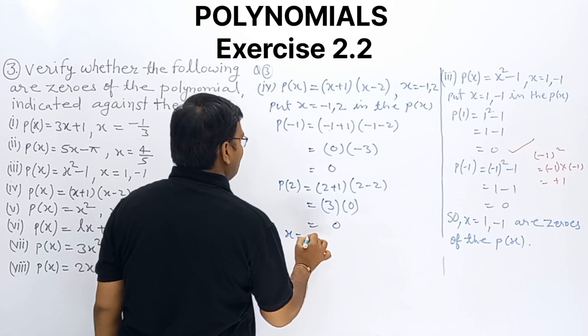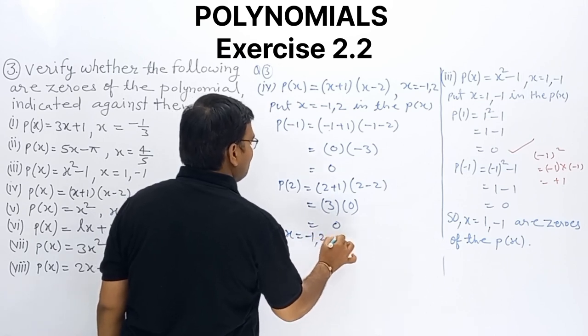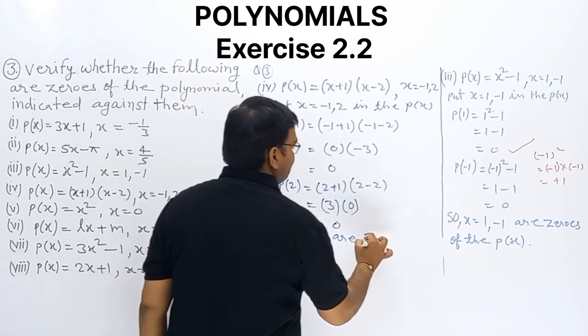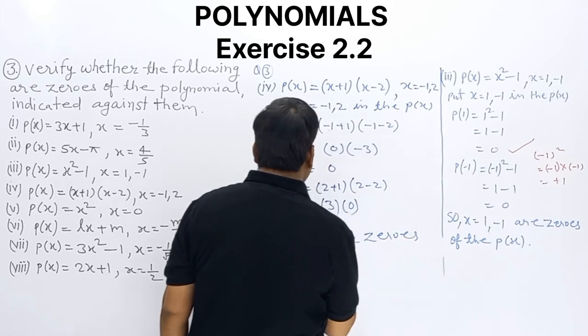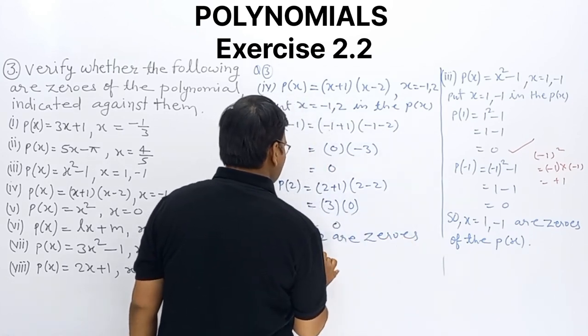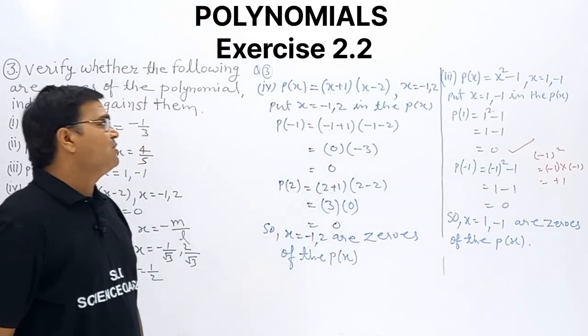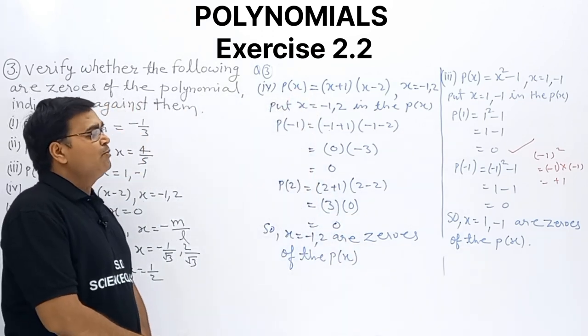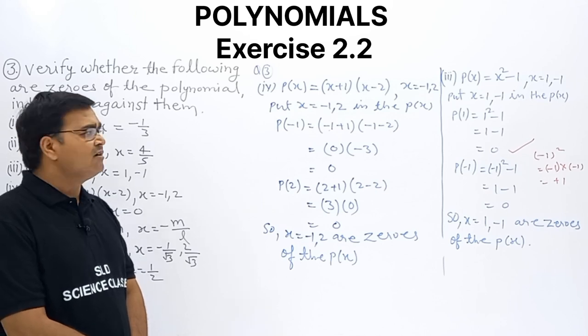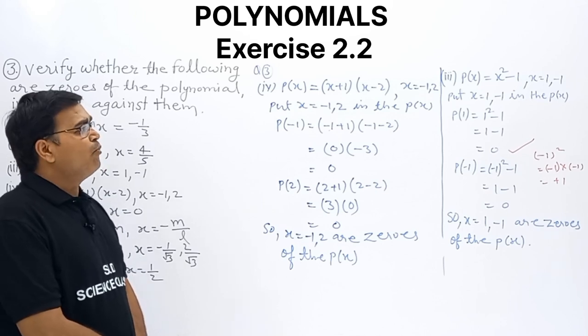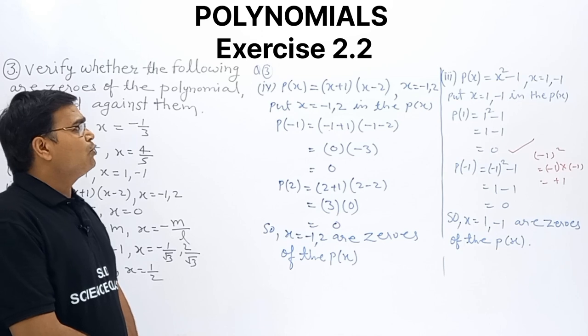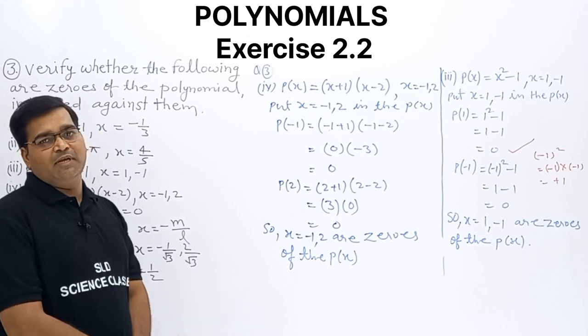So what can we say? X equal to minus 1 and 2 are zeros of the polynomial p of x. Clear? So both given values are zeros of this polynomial.